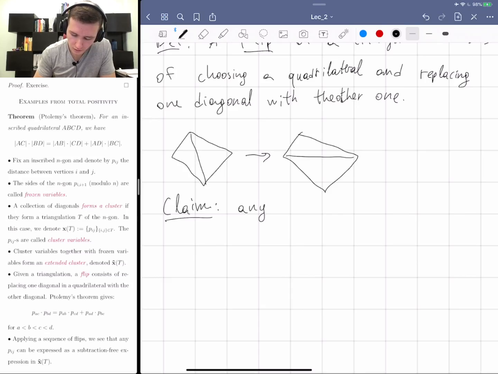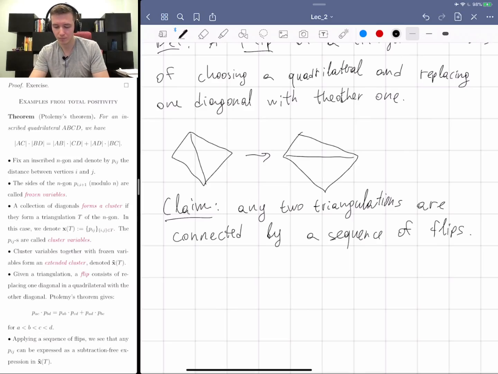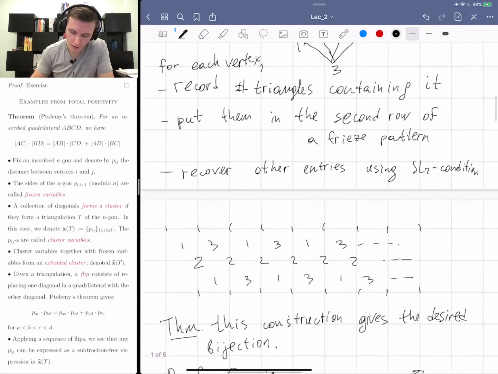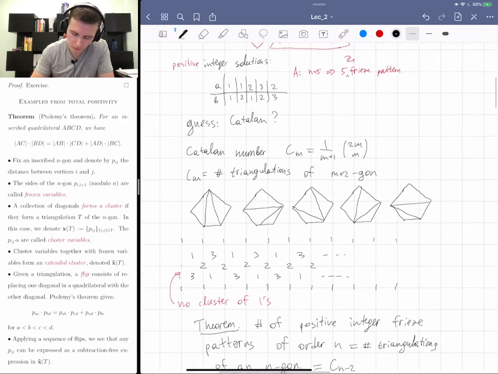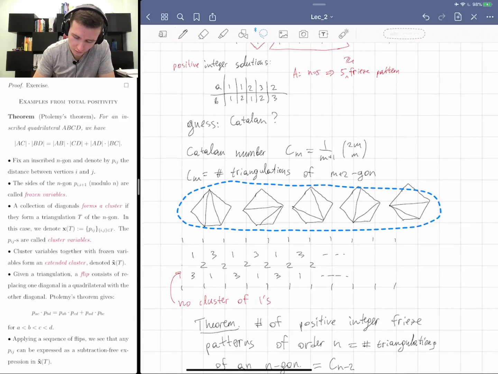any two triangulations are connected by a sequence of flips. So for example, did I have a picture? Right. For example, I have 5 triangulations here.